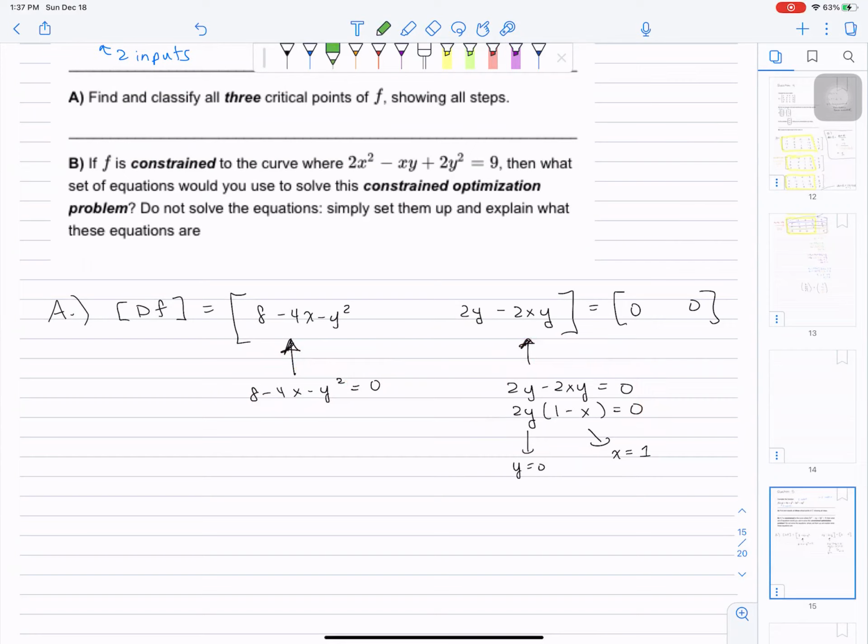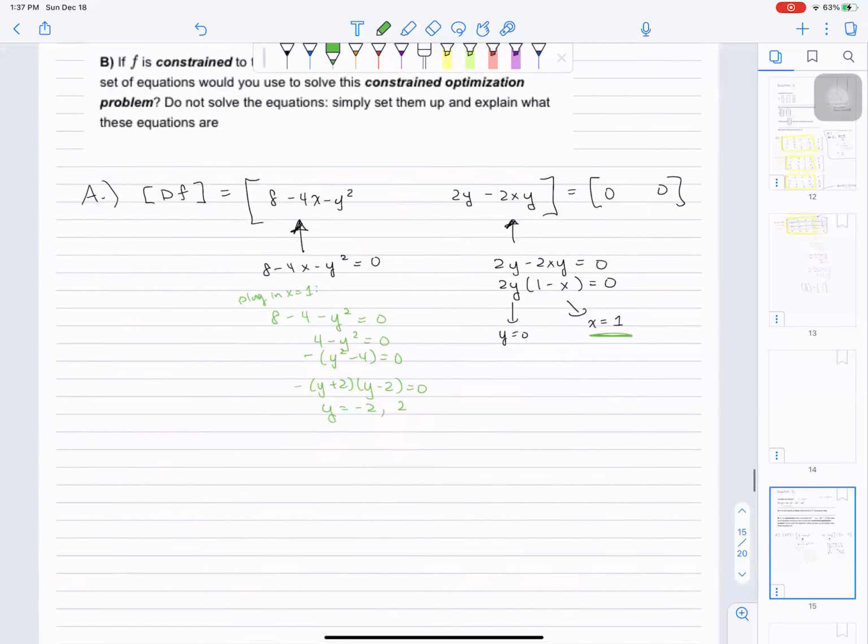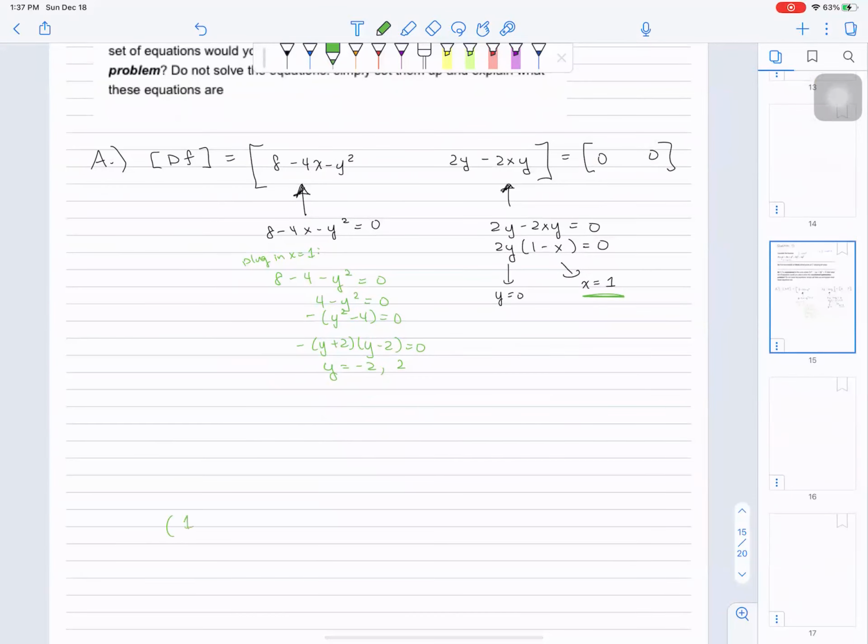Okay, so if x equals 1, what does that mean for my derivative? If I plug in x equals 1 here, I get 8 minus 4 minus y squared equals 0. In other words, 4 minus y squared equals 0. So I have negative y squared plus 4 equals 0. So negative y plus 2, y minus 2 equals 0. So y equals negative 2 and 2. So my possible critical points so far are (1, negative 2) and (1, positive 2).